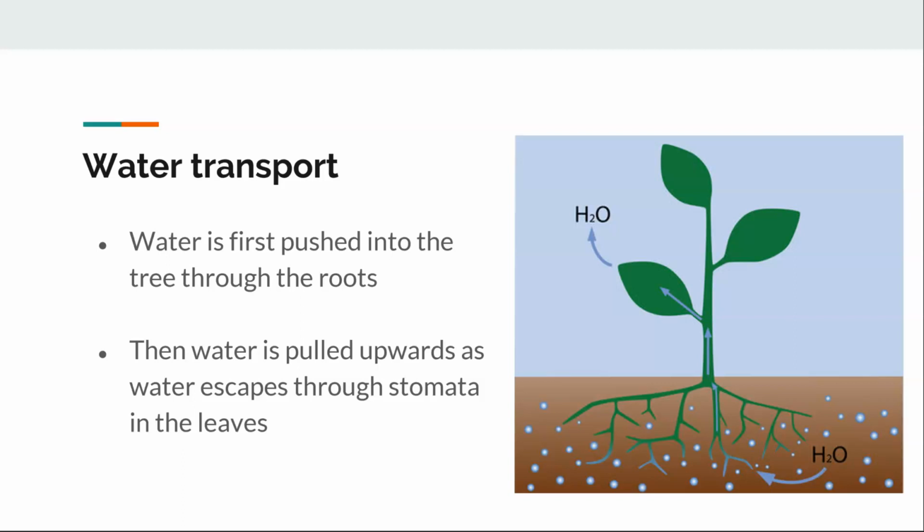The two key things are water is first pushed into the tree through the roots, and then water is pulled upwards as water escapes through the stomata in the leaves. So water's pushed up from the soil into the roots, and then is pulled up by transpiration.